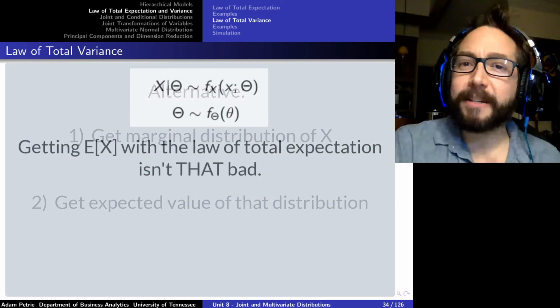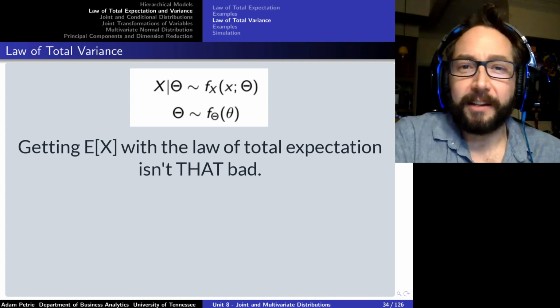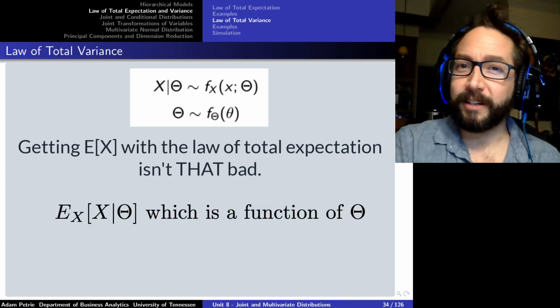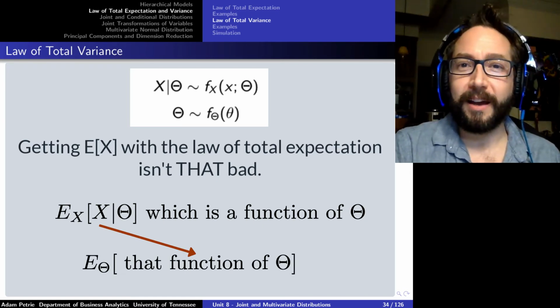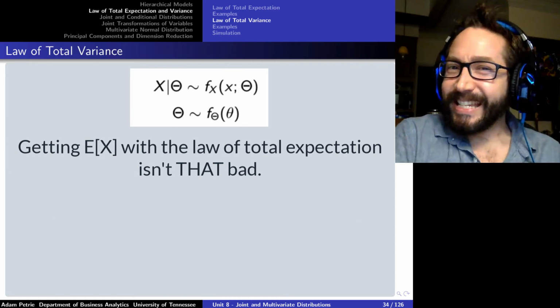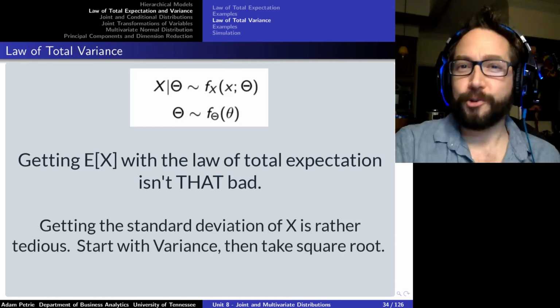So getting the expected value of x in a hierarchical model isn't so bad. We just have to calculate two expected values, one with respect to the conditional distribution that we're dealing with, and one with respect to the distribution on the random parameter that we've ascribed. Getting the standard deviation is actually substantially more tedious, unfortunately.